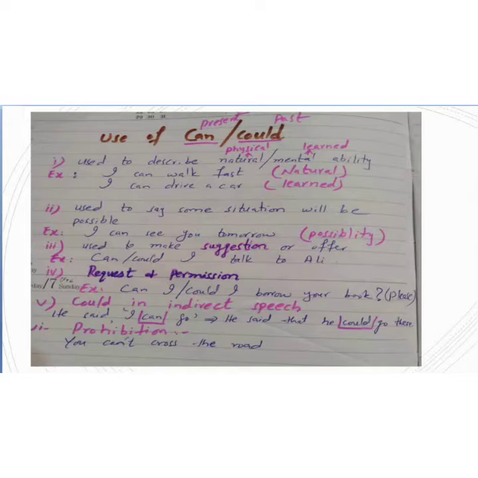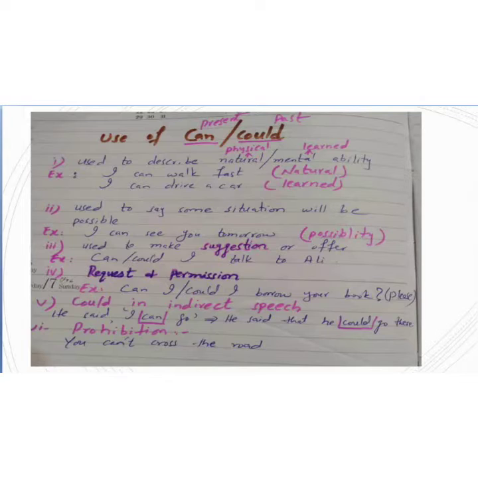It is used to say some situation will be possible. It is used for some possibilities, like I can see you tomorrow. So this is a possibility. This is about the near future. So I can say that it's a possibility that I have to come to see you tomorrow. So in polite spoken language, I have to use the modal verb can. I can see you tomorrow. Well, this is a possibility.